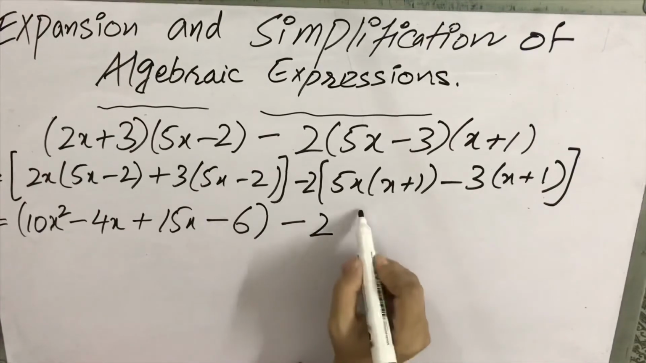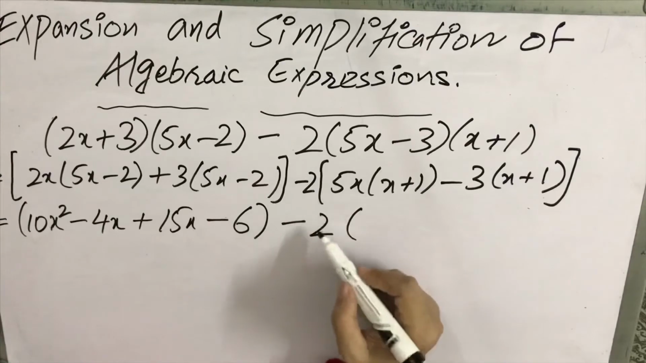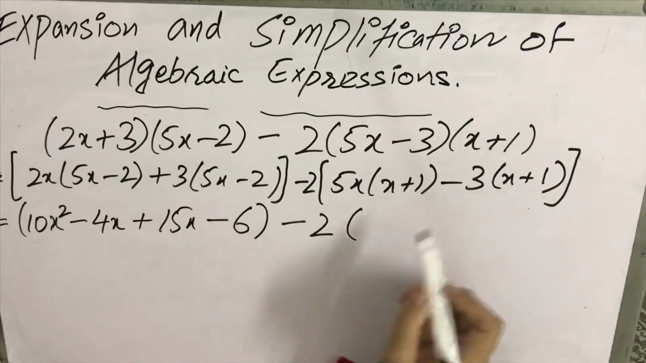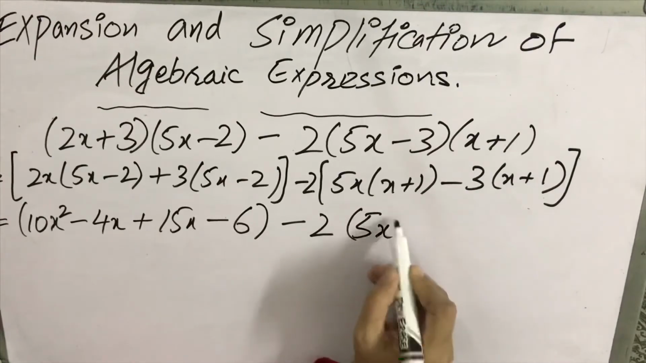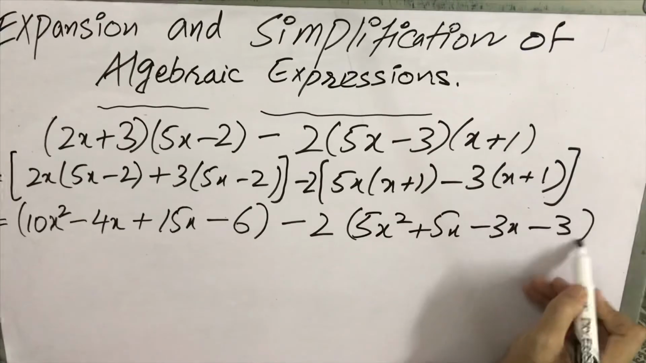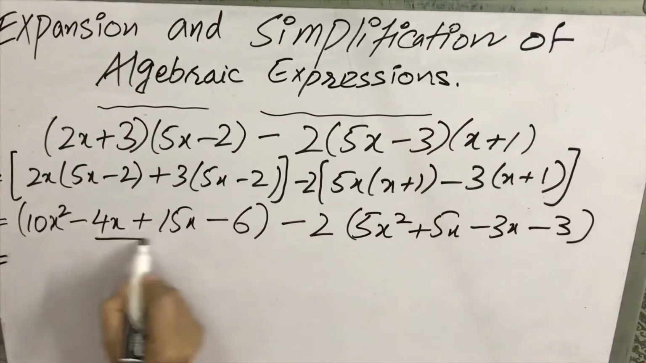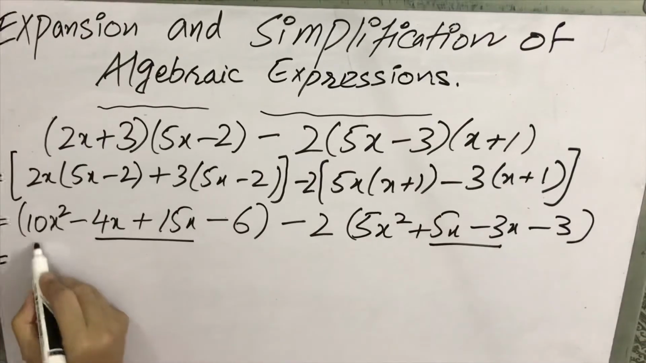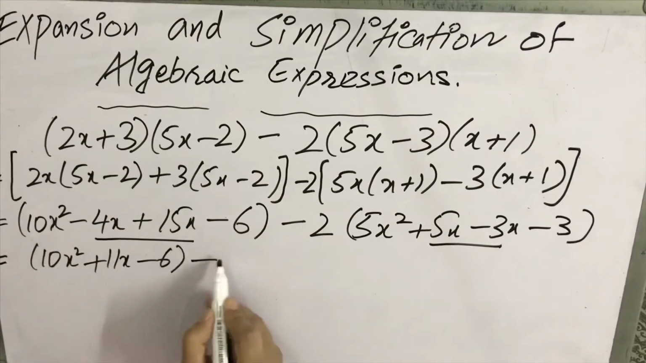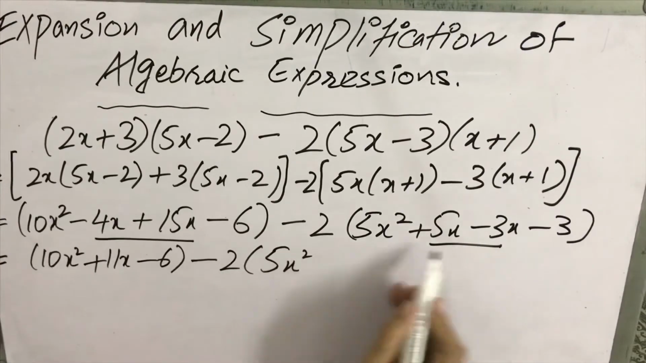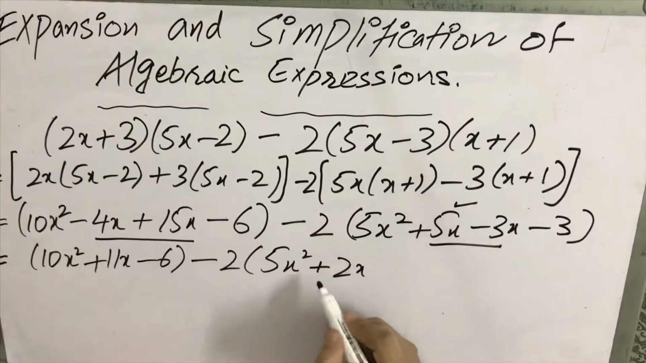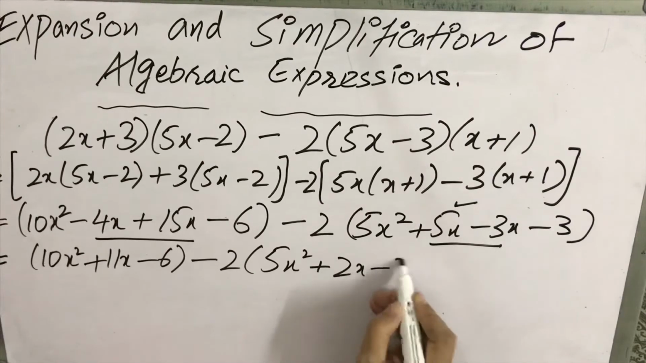This minus 2 will remain as it is. In this step, we shall multiply with this 2 after expansion and simplification of this bracket. 5 1s are 5x square plus 5x minus 3x minus 3. Simplify these two as these are like terms. 10x square plus 11x minus 6 minus 2 bracket 5x square as it is. 5x minus 3x, 2x positive because 5 is bigger and its sign is positive. We shall take positive 2x minus 3.